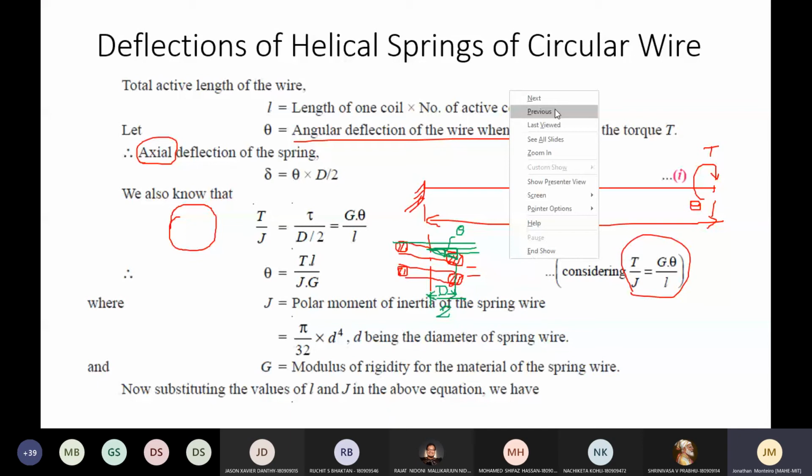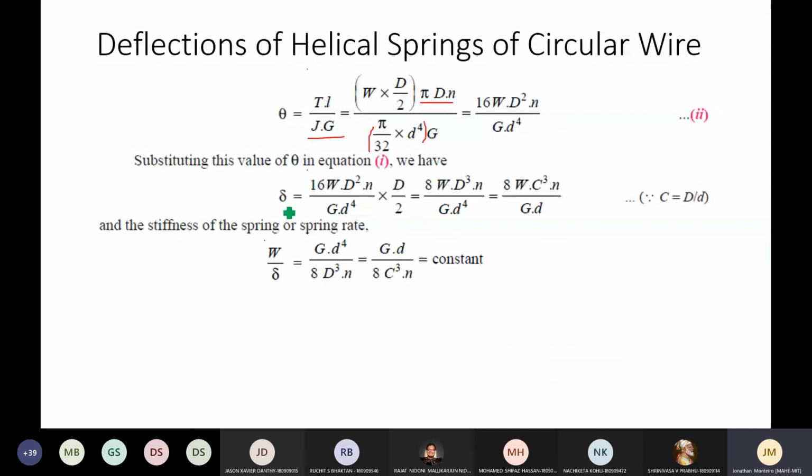And finally, the expression I'll show you is that delta should be 8WC cube by GD into N. I have two derivations with me right now, but I need to draw and show you, which is a little bit tedious. By next class I will be able to draw it correctly and show you. Sir, as a frame of reference, you have to look at it from both the front as well as the top view. There are two deflections going on simultaneously.